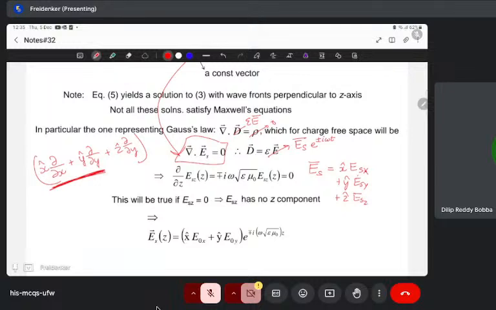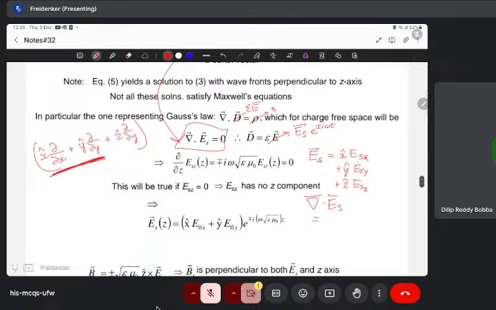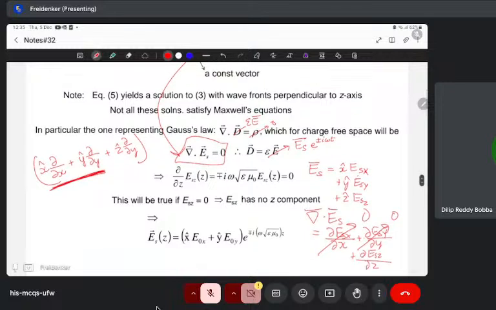So if I take the divergence of ES, what is happening? I will get ∂ESx/∂x and ∂ESy/∂y plus ∂ESz/∂z. But I know my ES is a function of z, so this will be 0, this will also be 0. And if divergence of ES is 0, that means now my derivative of ESz must be 0.